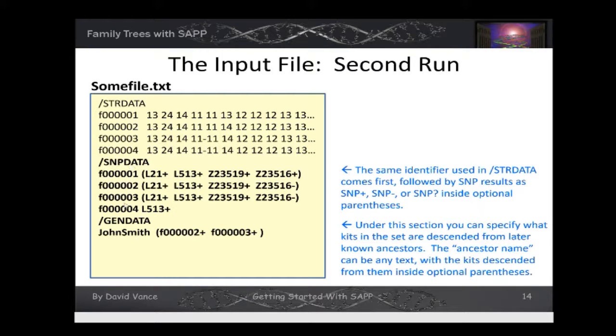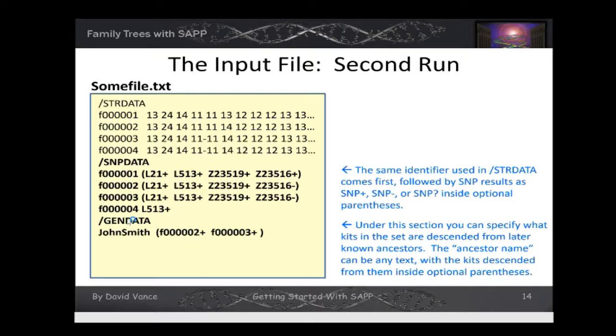For SNPs, as we said, if you put positive, obviously that means that the SNP was found to be positive. If it's negative, that SNP was negative. And if it's question mark, then it's unknown. But the default is unknown, so you don't have to put that in. So for instance, for kit 4, it's unknown for Z23519 and unknown for Z23516 because we only know one single SNP marker result for that one.